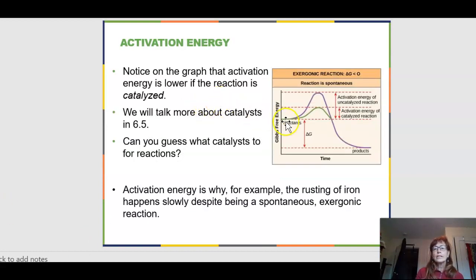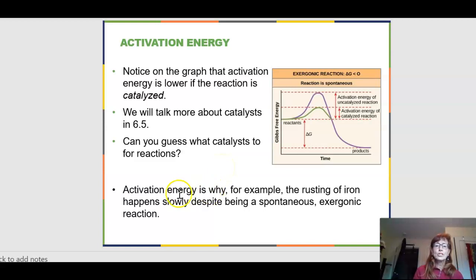So when we see something like this in this exergonic reaction, what we see here is the difference between a reaction that has a catalyst, an enzyme, so this is the catalyzed reaction, the green, versus the purple, which is the uncatalyzed reaction. We'll talk more about catalysts and more about enzymes coming up. They're asking us to guess, but I'm just telling you, these are enzymes. These are what serve as catalysts to move a reaction more quickly forward.